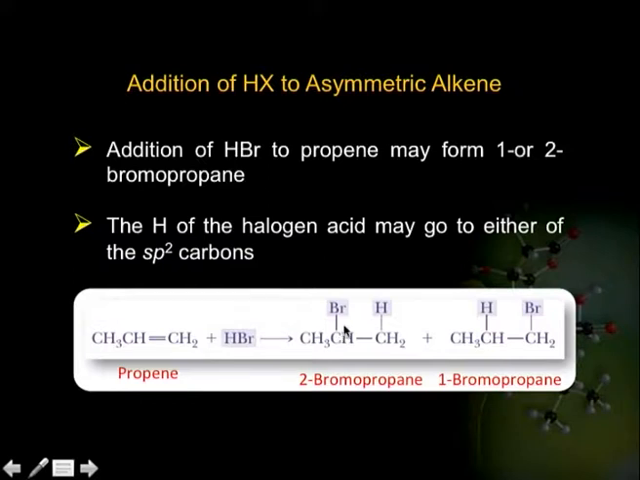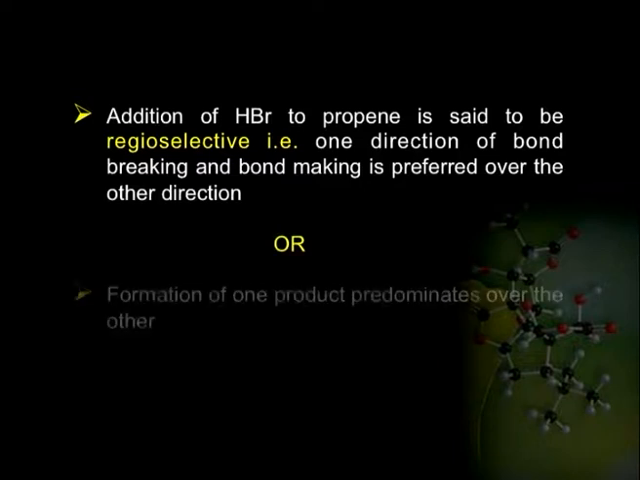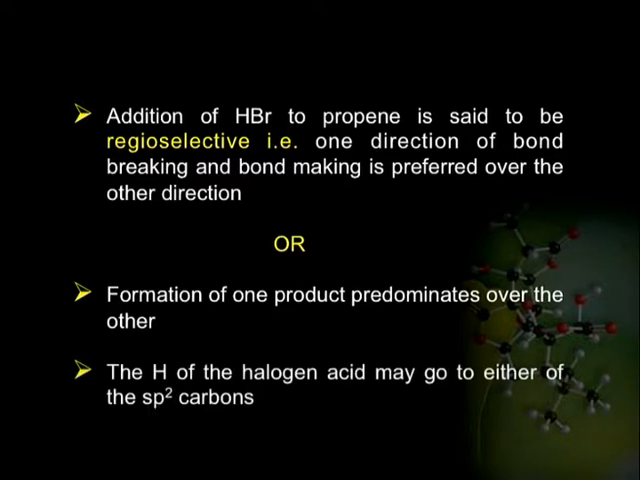2-bromopropane gets formed, bromine comes to the second carbon, and the other possibility is that bromine goes to the first carbon itself. Addition of HBr to propene is said to be regioselective. That is, one direction of bond breaking and bond making is preferred over the other direction. We can put it in other words also: formation of one product dominates over the other, and the hydrogen of the halogen acid may go to either of the sp2 carbons.